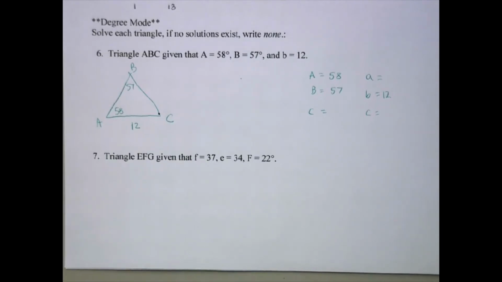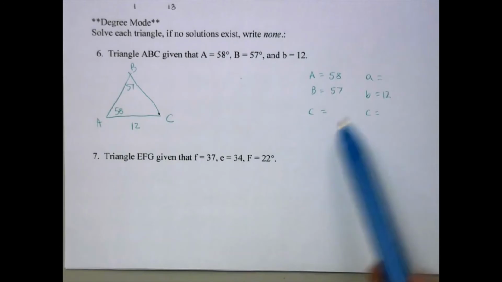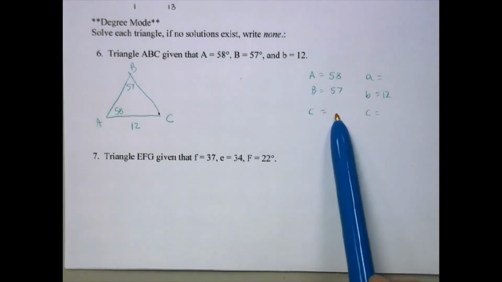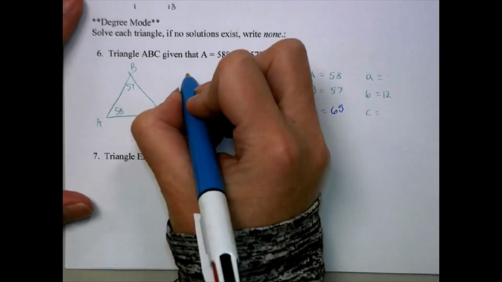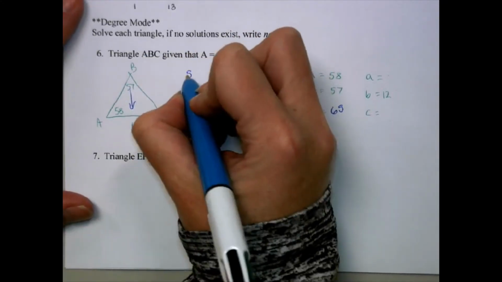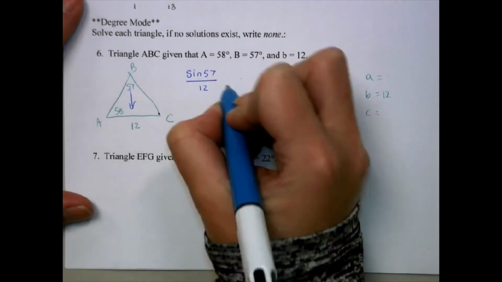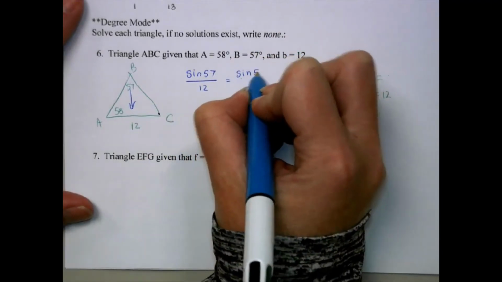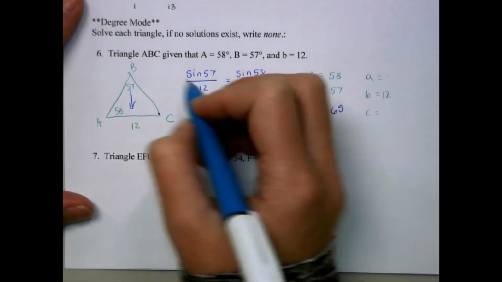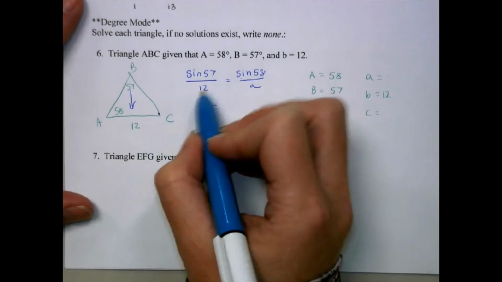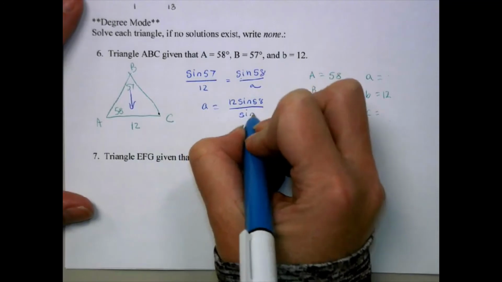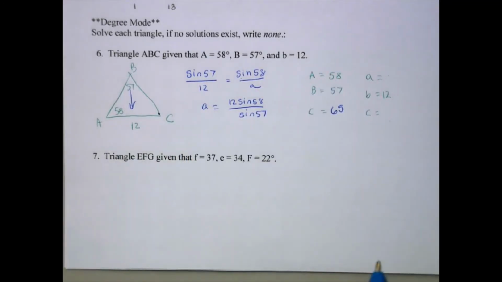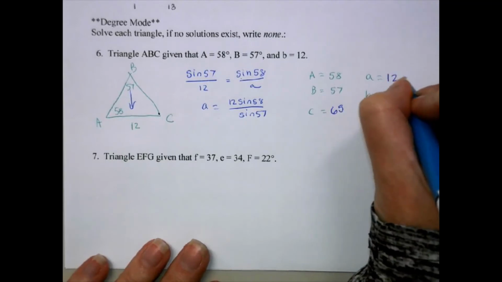When solving, we want our angles and our sides. We already know those. We subtract from 180, and we'll get 65 for the third angle here. To find a and c, we're going to have to use the law of sines. So we have our known angle and side. Okay, so when we cross multiply, we'll multiply this and divide. So we're going to have 12 sine 58 divided by sine 57. And you'll type that in the calculator. You get 12.1, and then we'll repeat that for c.